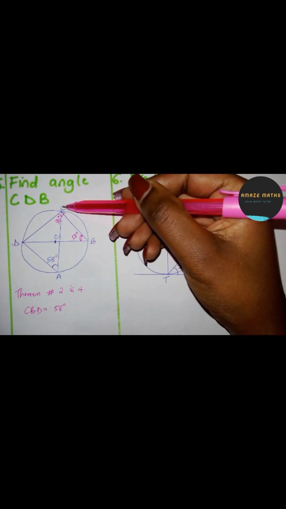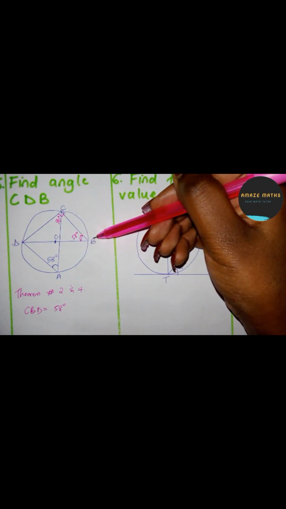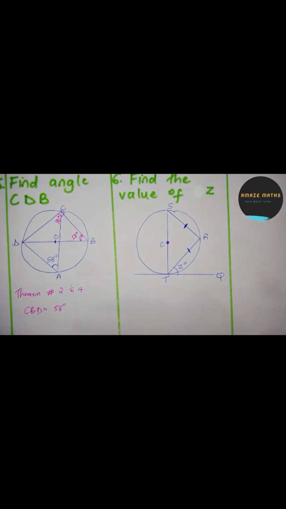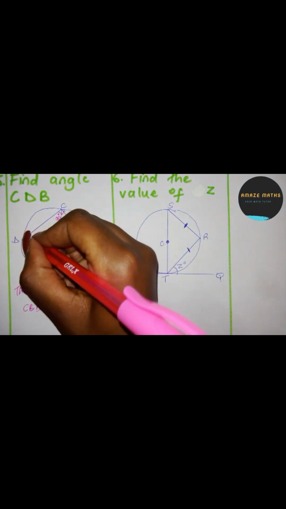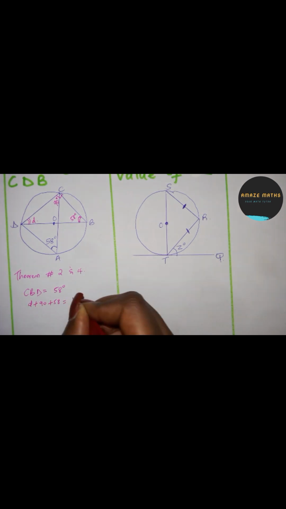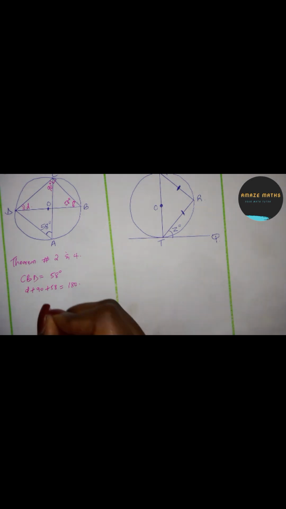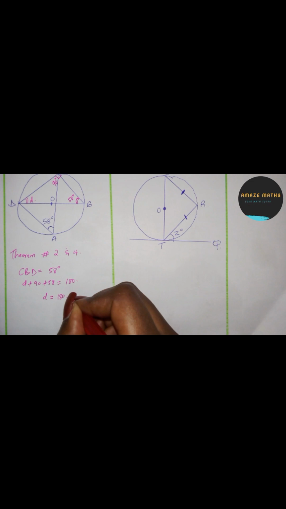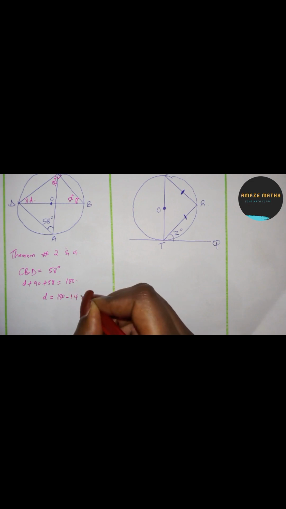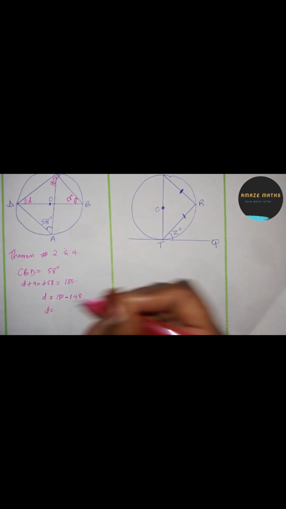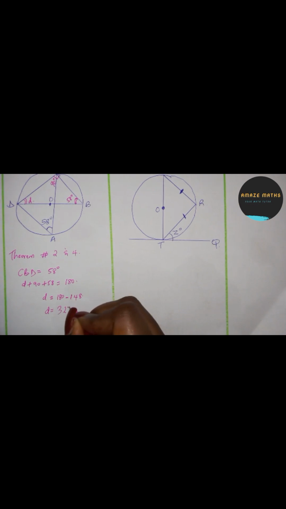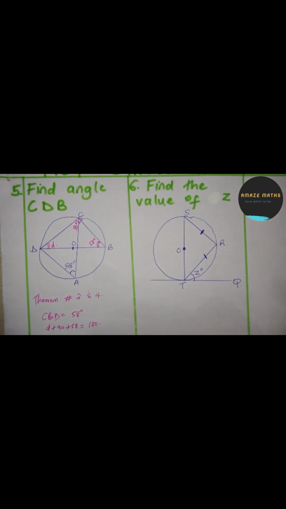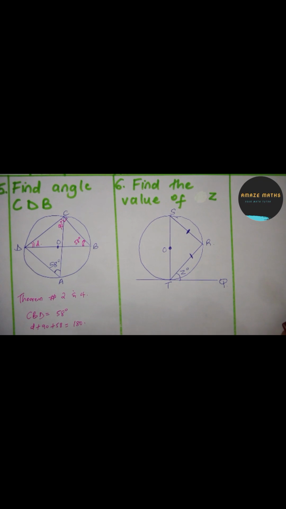Now if you look at this, CDB, it's a triangle, meaning all the angles will add up to 180. And to find D, we just do D plus 90 plus 58, which is 180. So when you add 90 plus 58, that is 148, and 180 minus 148, therefore D equals 32 degrees. So here we have combined two theorems to find the final answer.